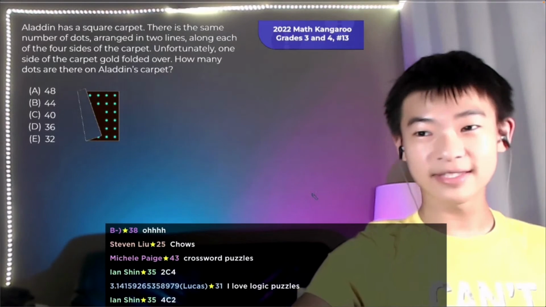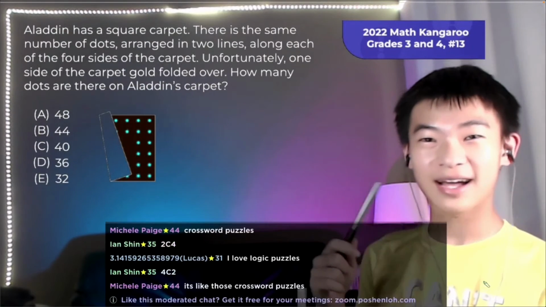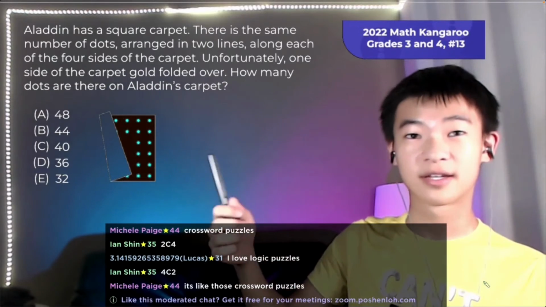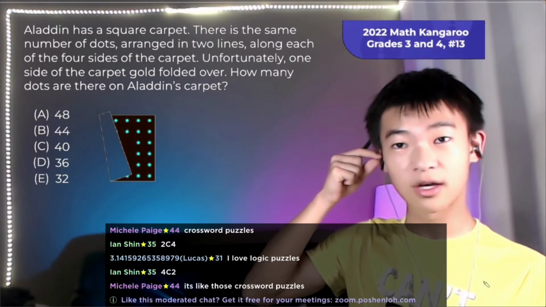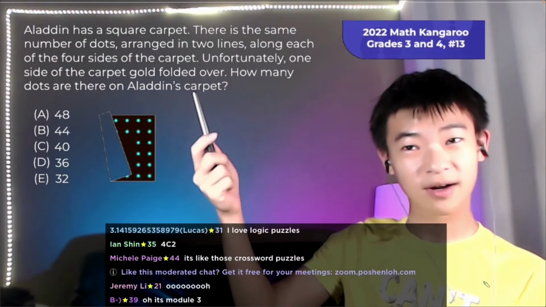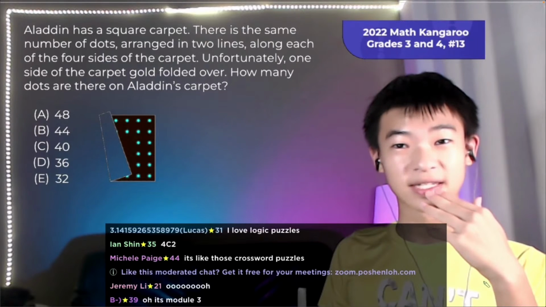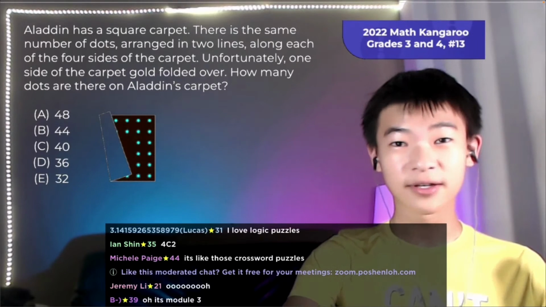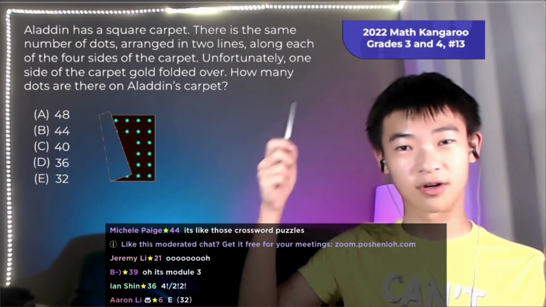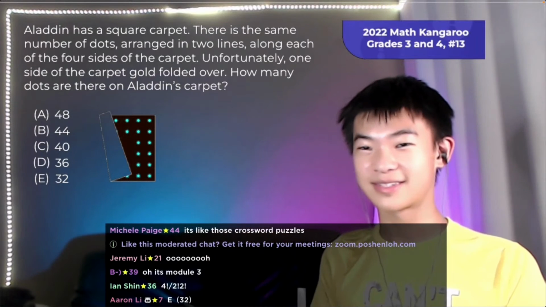Okay, slides. I will make this slightly bigger. Hopefully it does not cover my face. Okay, so Aladdin has a square carpet, Disney character. There's the same number of dots arranged in 2 lines along each of the 4 sides of the carpet. Unfortunately, one side of the carpet folded over. How many dots are there on Aladdin's carpet?